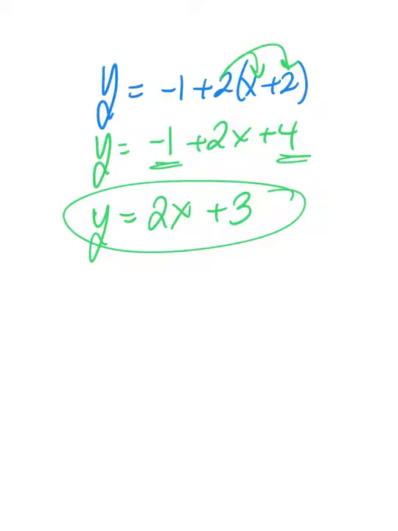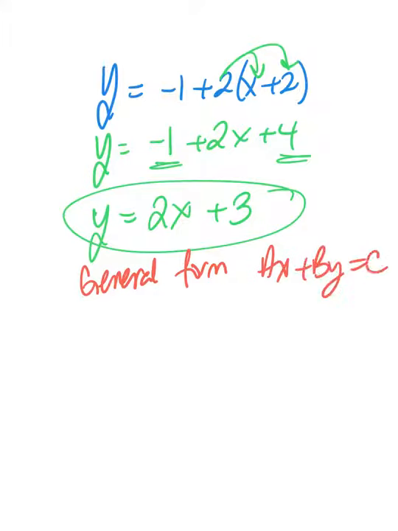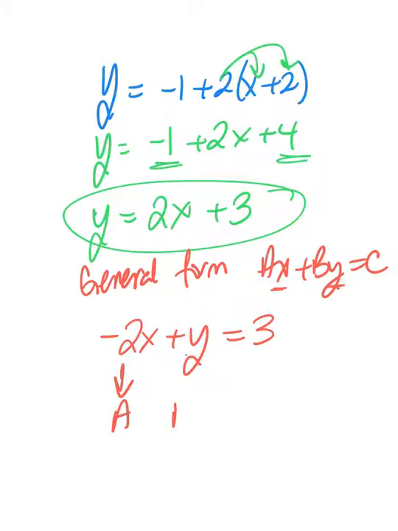And if I need to, I can still change this into general form. Remember, general form is ax plus by equals c. That means the x and the y are on the same side, so I've got to take 2x and move it over. Well, how am I going to move 2x over? That's a positive 2x, so I'm going to subtract 2x. So negative 2x plus y equals what's left, which is 3. So that means negative 2 is my a. My b, what's in front of the y if I don't see it, is a 1. And c would be 3. Ta-da! All done.